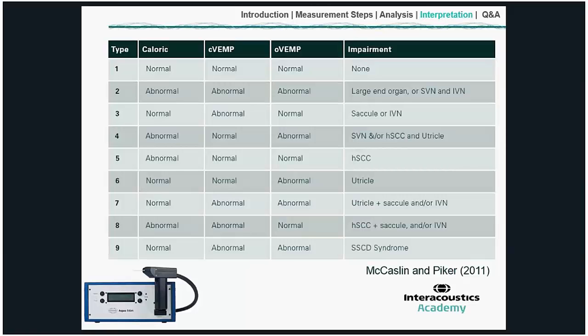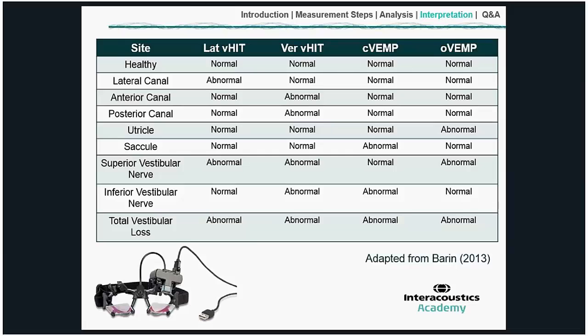And the same can be done with other techniques such as the video head impulse test, and you can see that you can isolate each individual end organ or nerve with these techniques. So we're in a really nice position now with VEMP testing, and also complementing it with a full test battery, as we can really identify where the problem lies.